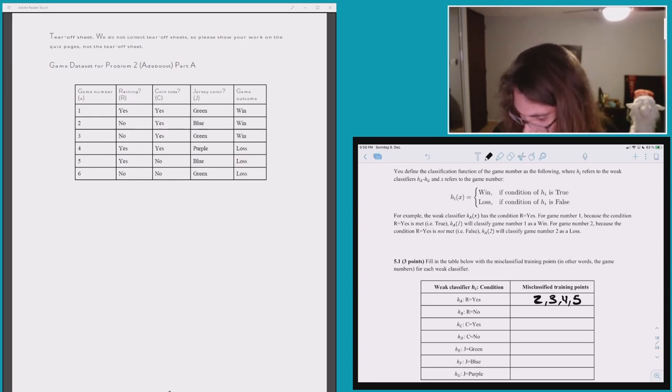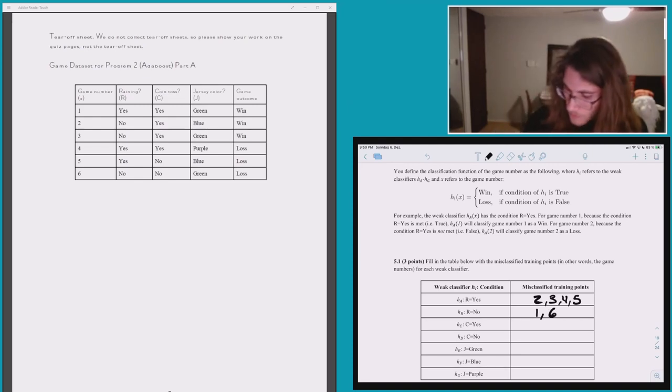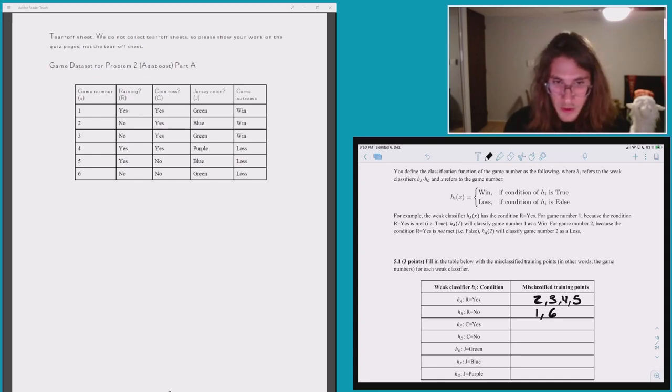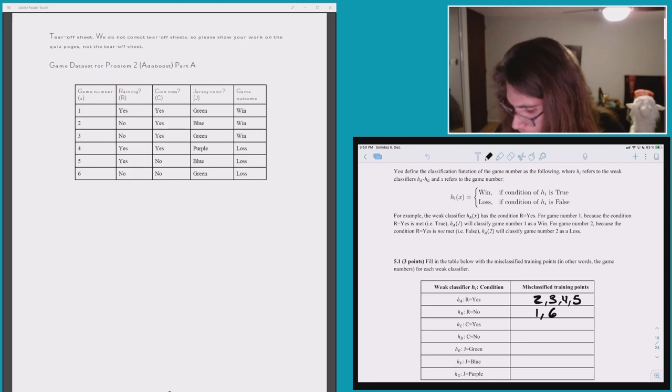And then HB, where the opposite condition is true. That's an easy one because it's exactly the opposite of the top classifier. And the same for the bottom one, where if a coin toss was won, then the game was also won. That one only misclassifies point 4. A coin toss was won, but the game was lost. So point 4, then classifier D will misclassify every other point.